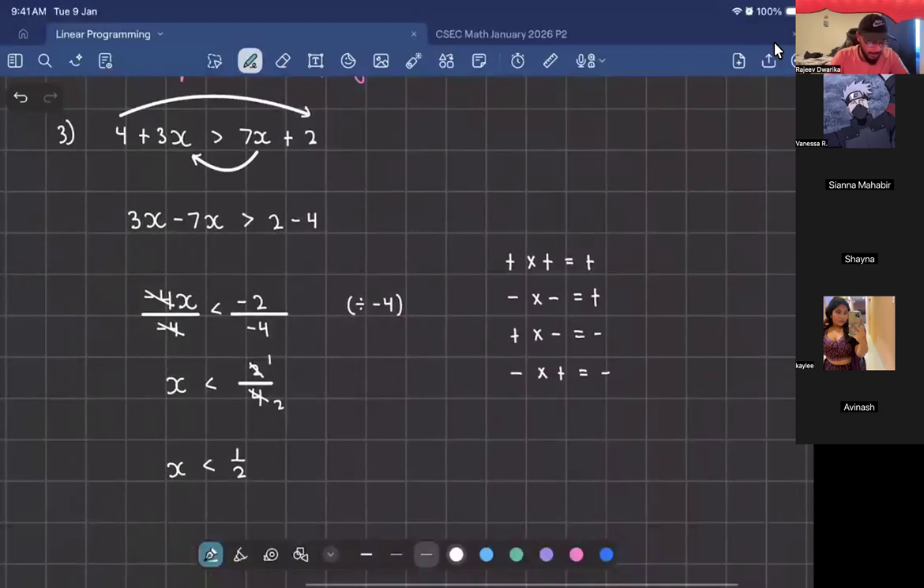So, take a chance to copy this down. Once you have this copied down, please let me know. I want to do the question that was in January 2026. After we're done with this, I'm going to do one more example, and then we're going to start linear programming.